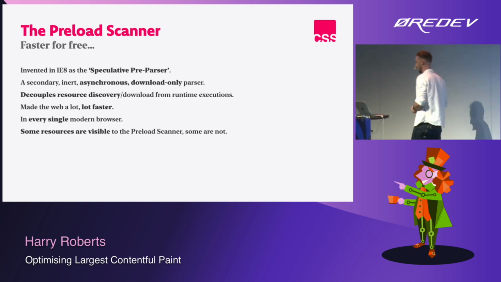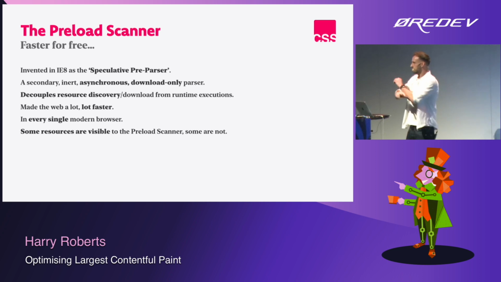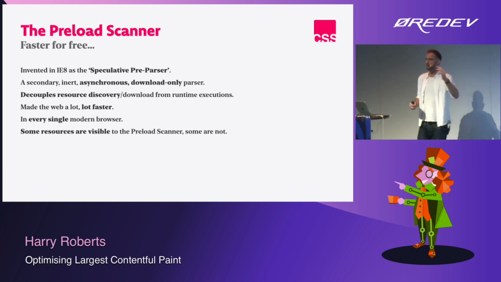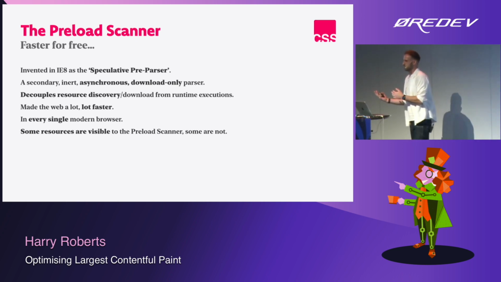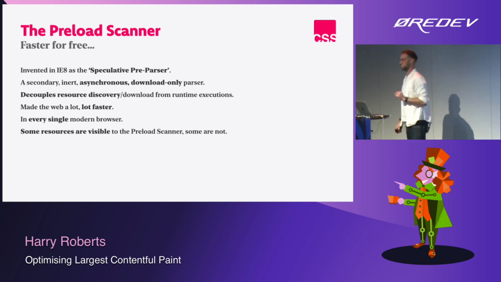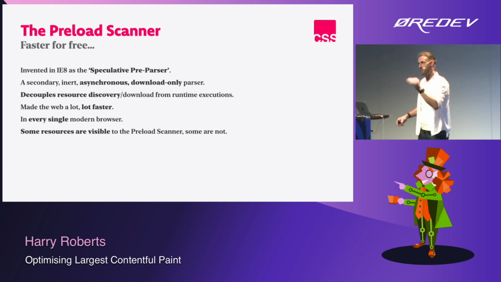Everyone else just called it the preload scanner. What this did is it introduced a secondary inert parser that wasn't responsible for running anything. The secondary inert parser, the preload scanner, just runs ahead in the HTML and starts putting things in a download queue. It can download things completely separately to how the page is constructed. It's a secondary, inert, asynchronous, download-only parser, which estimates reckon made the web about 19% faster for everyone just because of this one bit of browser design. And the best bit of news is we don't need to do anything to access it. It just turned on overnight in IE8, and it's been there ever since, and it's in every single modern browser.